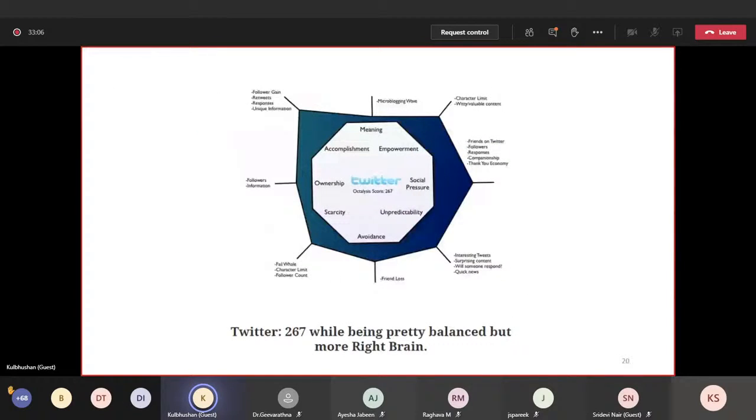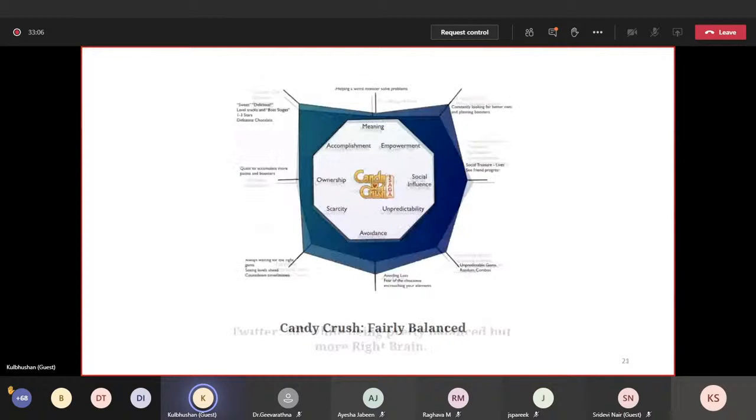Candy Crush game was very famous at one point. I do not know how many people play Candy Crush now. It is a kind of balanced one, but more towards the black hat techniques. You can see there is no epic meaning. Why are people playing Candy Crush, except that they are just exercising their thumbs on mobile phones? There is no epic meaning or higher sense of purpose attached to it. But unpredictability, scarcity, and avoidance are there. So it is kind of equal on the left brain and the right brain, but more of a black hat technique.